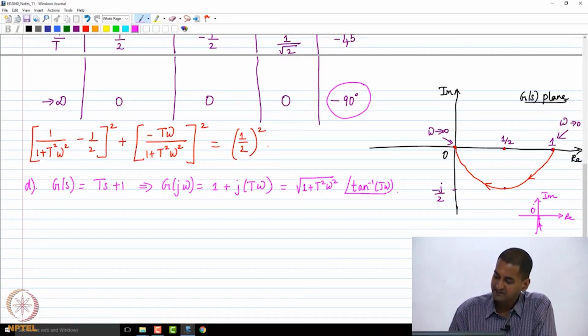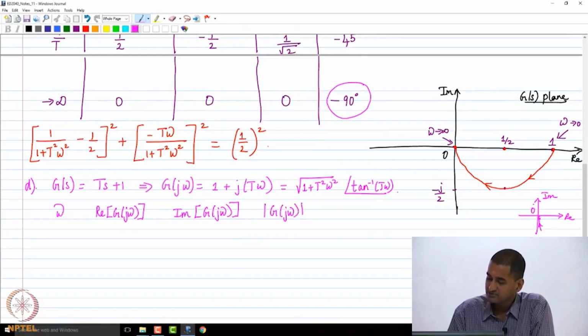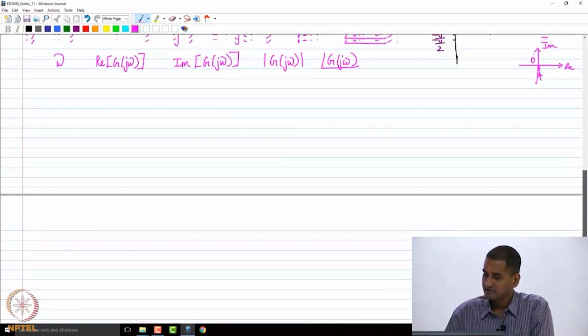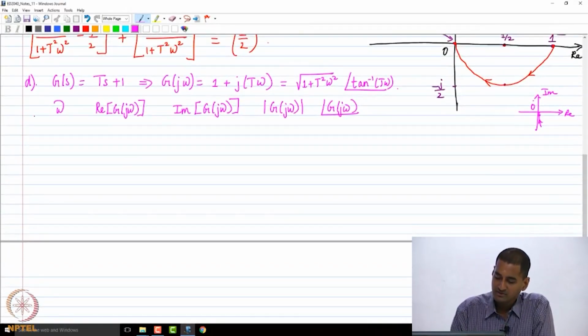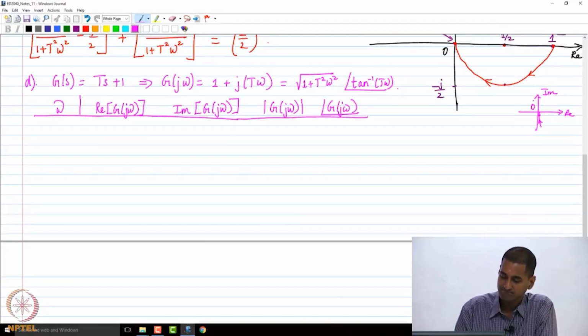And now let's construct a similar table. Omega, real part of g of j omega, the imaginary part of g of j omega, the magnitude of g of j omega, and the phase of g of j omega. So let's construct a table in this manner, and start filling it in using a similar approach.